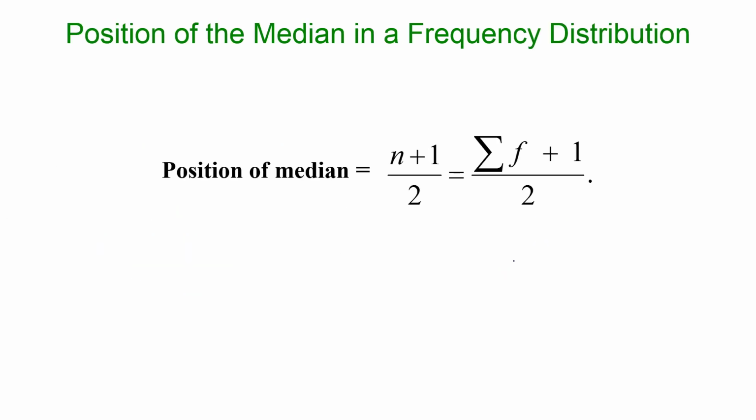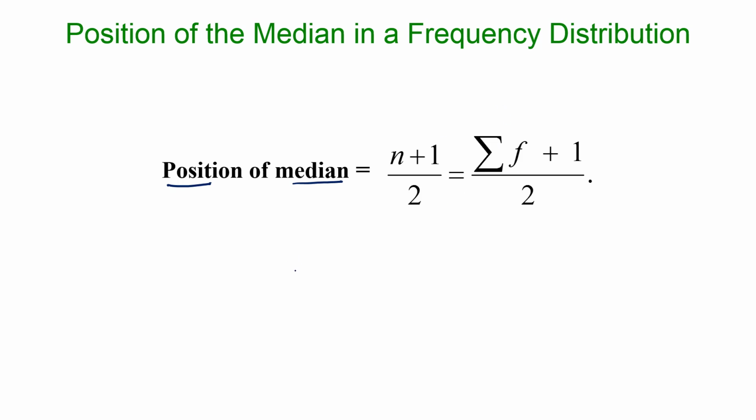Okay, now in that example, it was not very difficult to figure out the middle because there were only 10 pieces of data. But when there's more than that, this is a very solid way to figure out the position of the median. This is not a formula for the median. This is a formula for the position of the median. It's n plus 1 over 2, where n is just the sum of the frequencies.